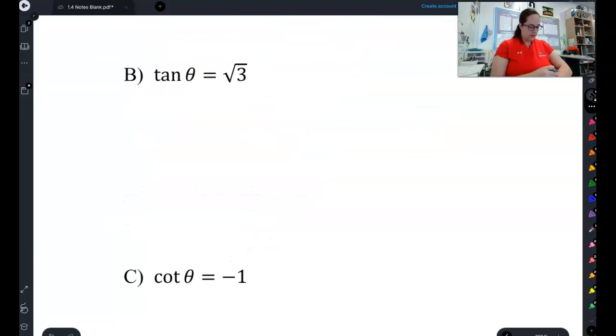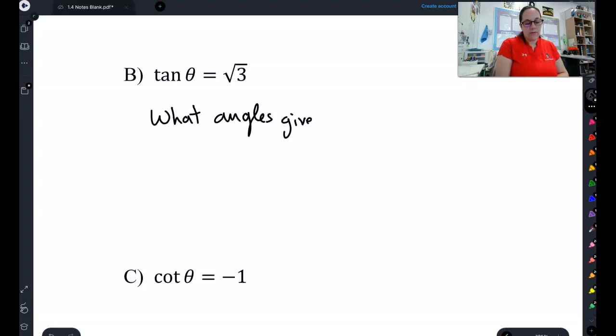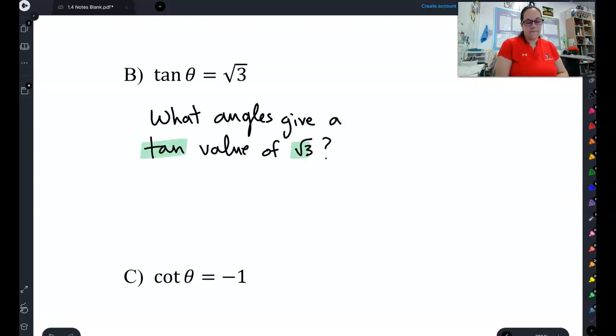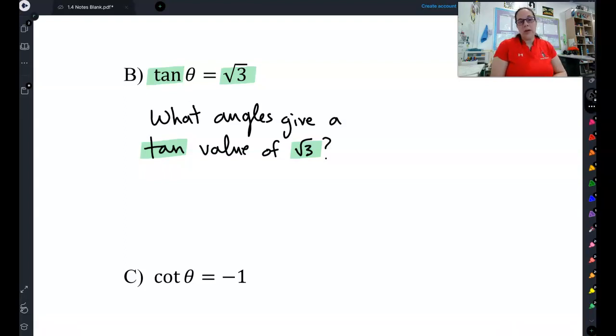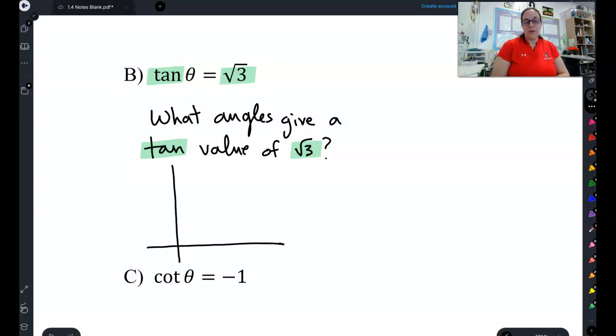Let's try a little bit of a harder one. Tangent of theta equals square root of 3. So in this one, I want to know what angles give me a tan value of root 3. Now, you are welcome to look at the unit circle we made in class. However, I do have a trick to help you get this one down a little better. It's easy to pull the sine and cosine values off the unit circle because they're the x and y values. However, there's a little shortcut for tangent.